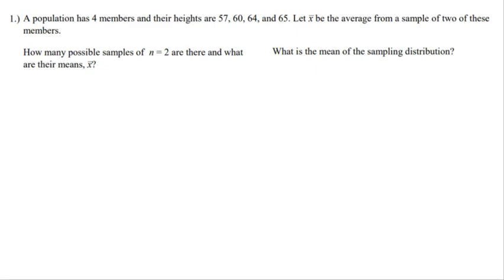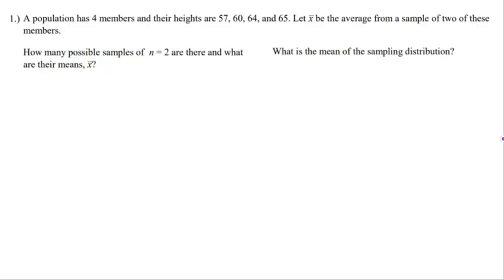All right, so we're going to look at some problems that reference the central limit theorem here. We've got a population that has 4 members, only 4, and their heights are 57, 60, 64, and 65. This is the whole population. Let x bar, that's a sample mean, be the average from a sample of 2. So each sample is only going to have 2 members in it. How many possible samples of n equals 2 are there, and what are their means x bar?